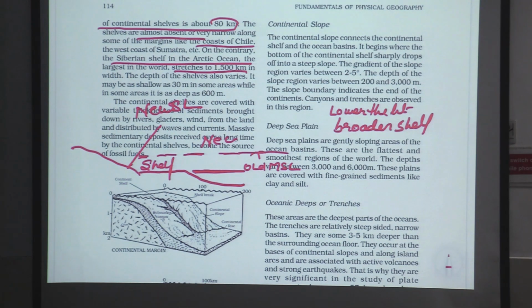So why do I see shelf to be of variable width? That I can see Siberian shelf of Arctic Ocean with 1500 kilometers, and in some areas it is absolutely virtually missing. It is largely because of the height of the shoreline, because height of the shoreline determines what exactly will be the submergence.